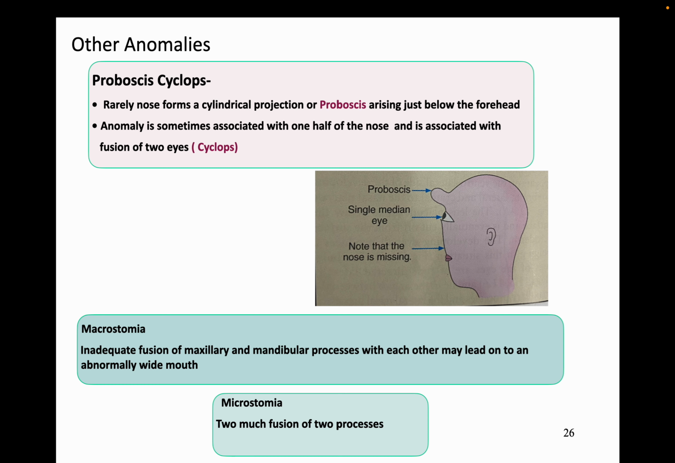So that is microstomia. So this is all about the development of the palate and the different anomalies associated with the palate: cleft lip, cleft palate, proboscis cyclops, and oblique facial cleft. So this is all about today's lecture.